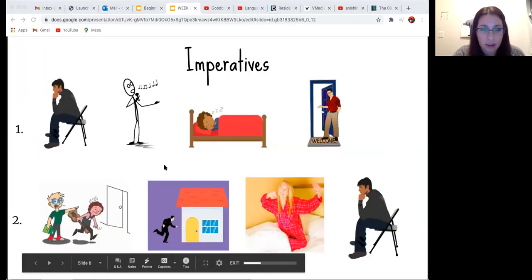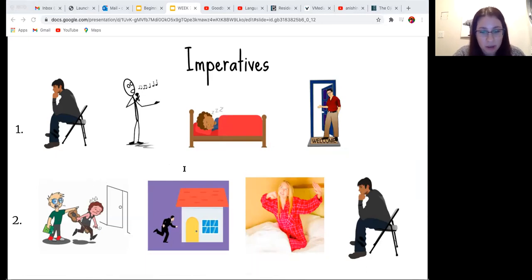All right, so out of these pictures, what do you guys think that I'm saying? Nagamon. Three, two, one. So I was saying sing. Sing. Nagamon.